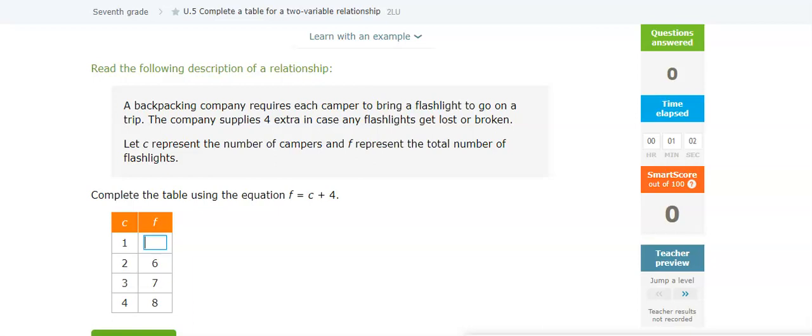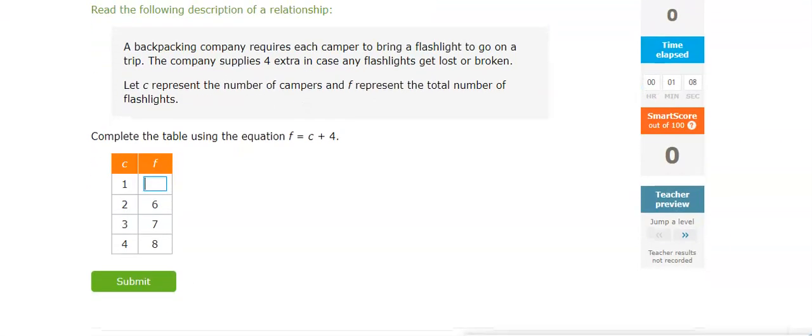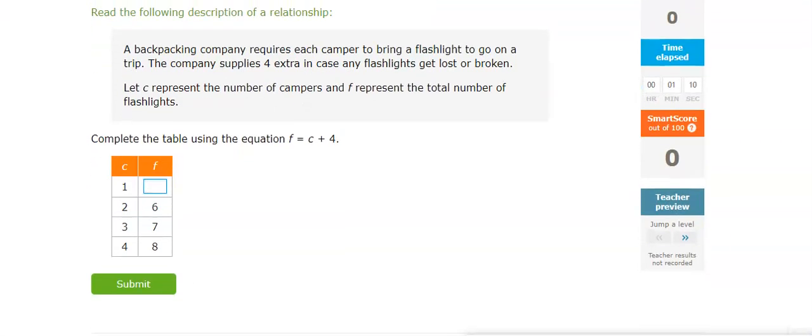This is U.5 and we're completing a table for a two variable relationship. So we have two variables in this table. We have C and we have F, and it's not really even necessary to read all this up here, but you can read it yourself. But all I need to know is that F equals C plus 4.